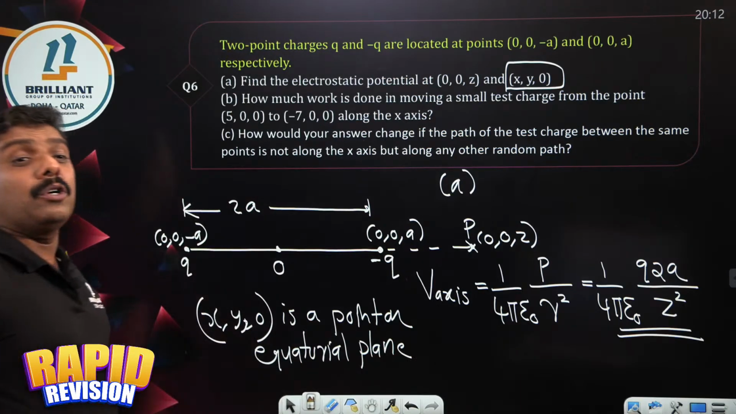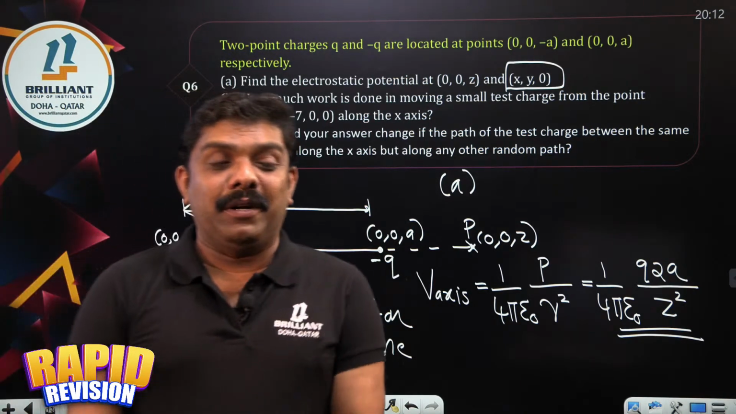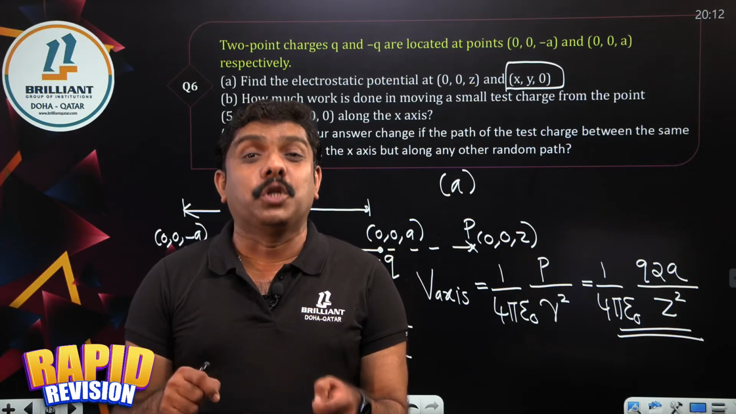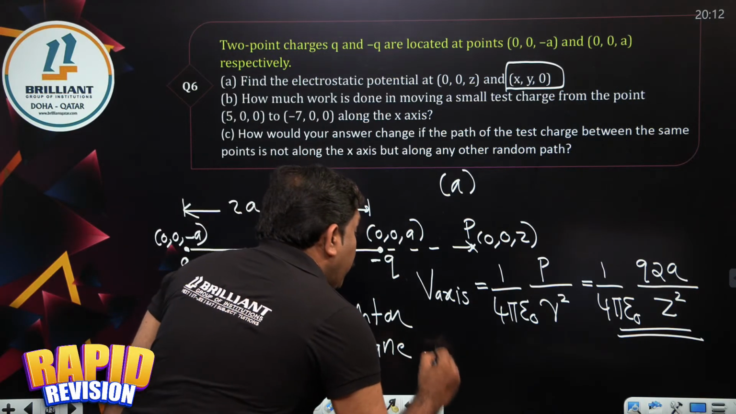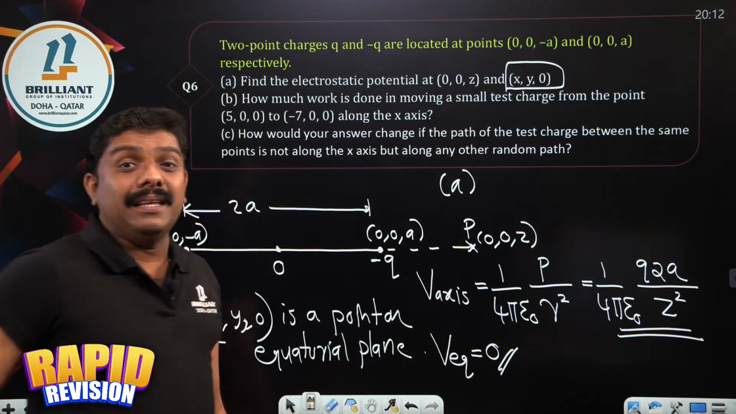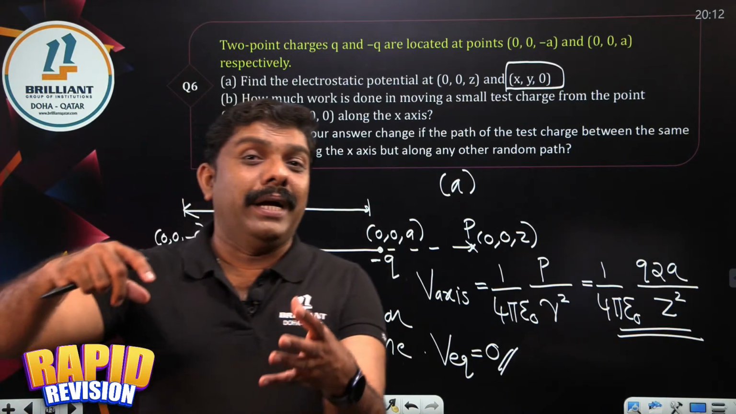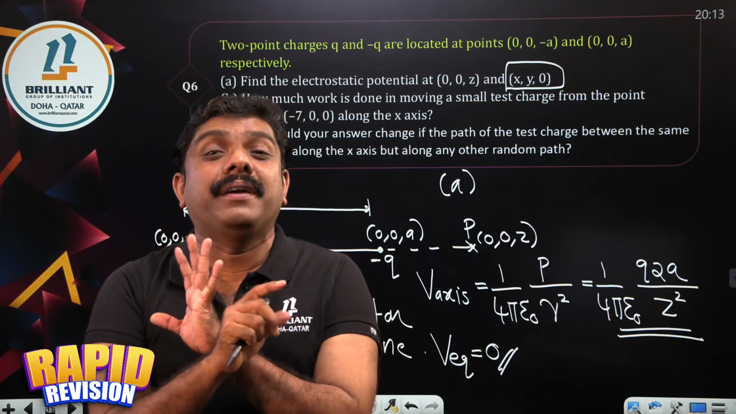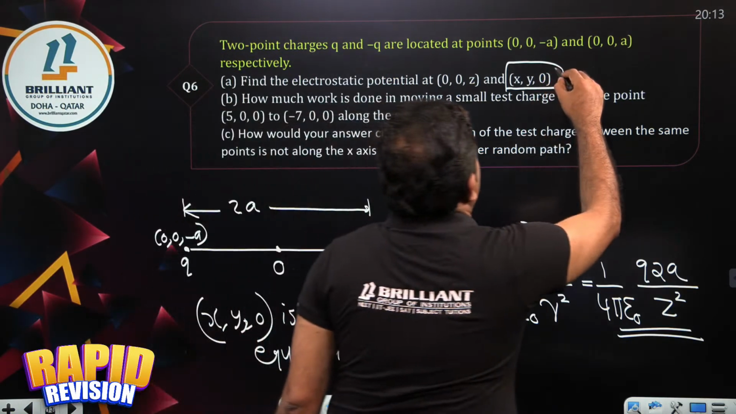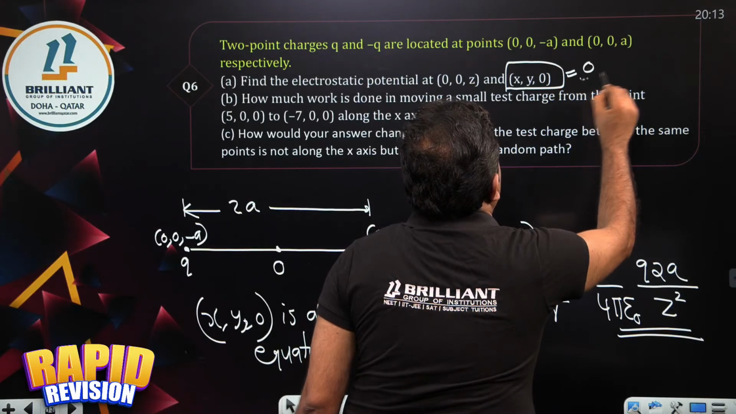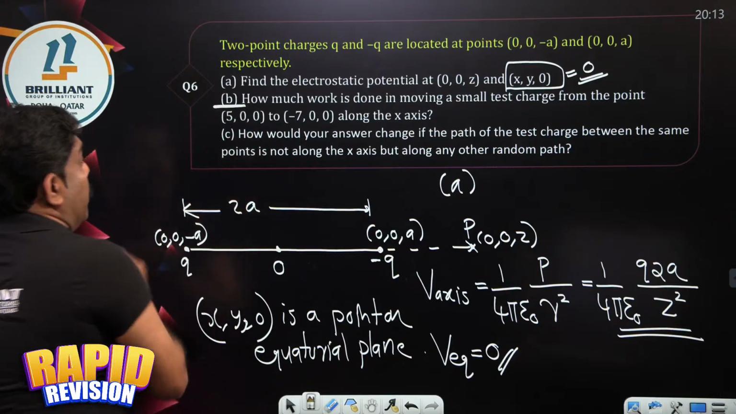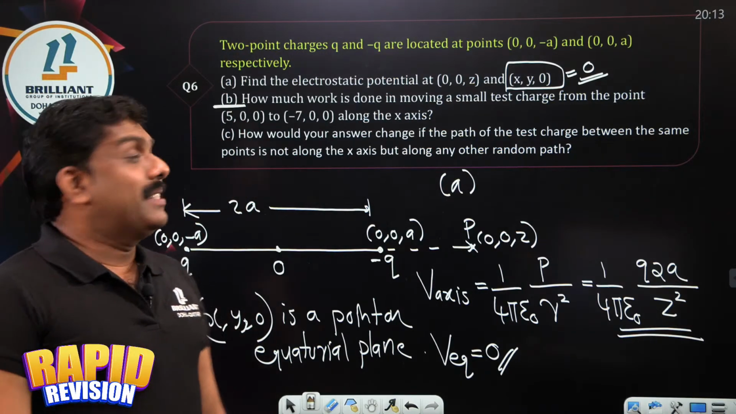If it is an equatorial point, what is the potential? The potential at the equatorial point is 0. So we can say V equatorial is equal to 0. We studied that the potential due to a dipole at an equatorial point is 0. So the potential at this (X, Y, 0) point will be 0. Now the B part of the question. Please see the B part. What is that B part?